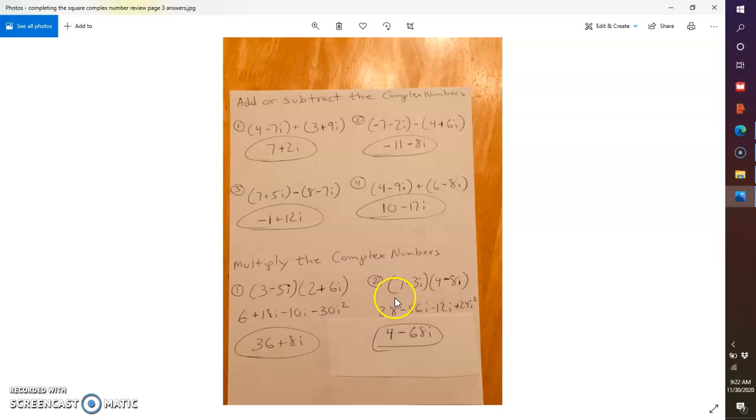Second one, 7 times 4 is 28. 7 times negative 8i is negative 56i. Negative 3i times 4 is negative 12i. And negative 3i times negative 8i is plus 24i squared. The double negative becomes positive. But 24 times i squared, that's a 24 times negative 1, becomes negative 24. 28 and negative 24 is 4. Negative 56i minus 12i is negative 68i. So 4 minus 68i.